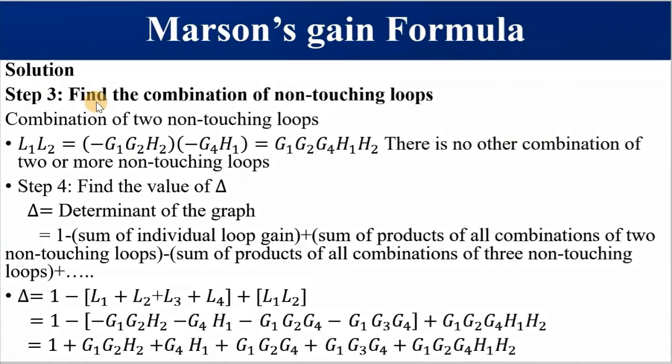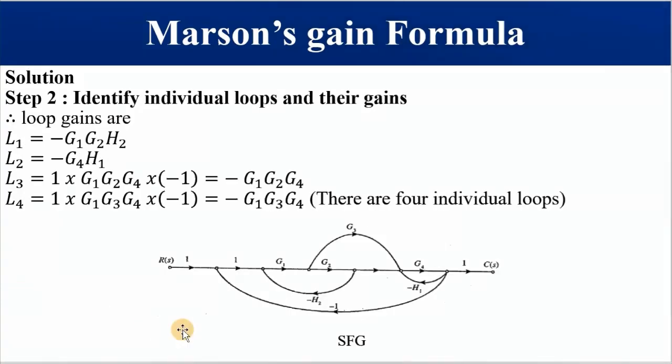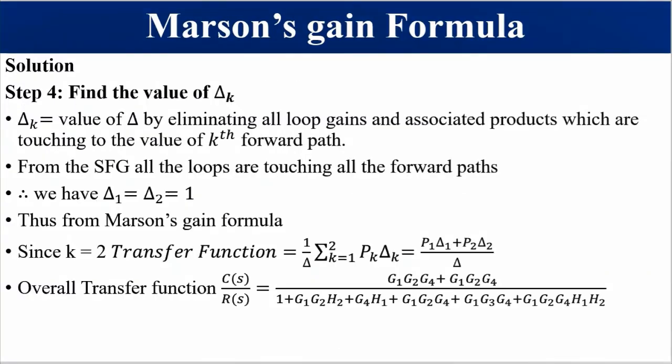Third step, we are now finding the non-touching loops and their gains. So we call this find combination of non-touching loops. Right, I'll flip and go back to our signal flow graph. And this is our signal flow graph. We've got, right, loops are non-touching if they've got no node in common. So in this case, we've got this loop and this loop. They have no node in common. So we say they are non-touching.